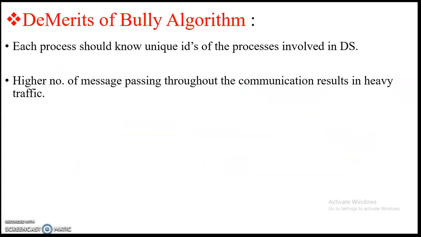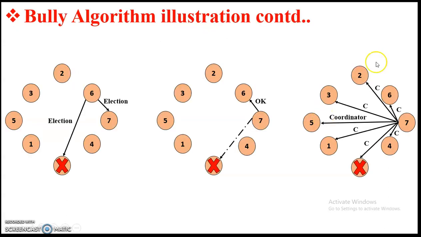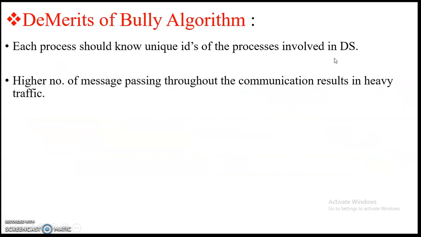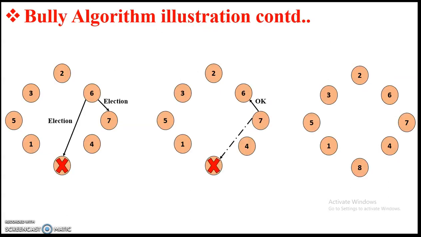One of the demerits of the bully algorithm is that a higher number of messages pass through the network, so there will be a lot of traffic congestion or heavy traffic in the network. Also, one more demerit is that all the processes should know each other's unique IDs. So this was one of the demerits.